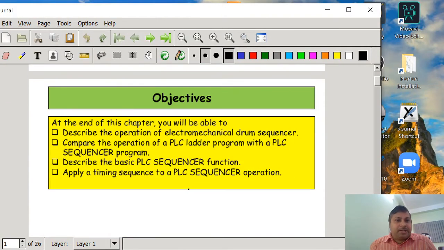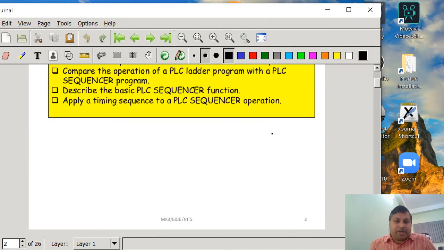So these are the objectives. At the end of this chapter, you will be able to describe the operation of an electromechanical drum sequencer, compare the operation of a PLC ladder program with a PLC sequencer program, describe the basic PLC sequencer function, and apply a timing sequence to a PLC sequencer operation.